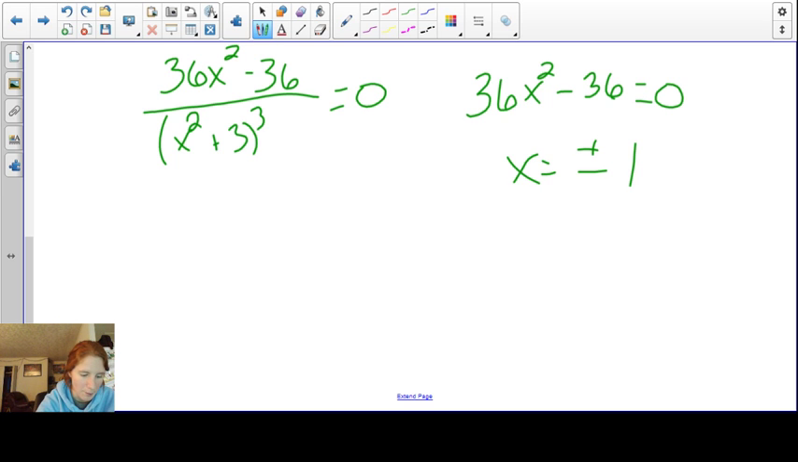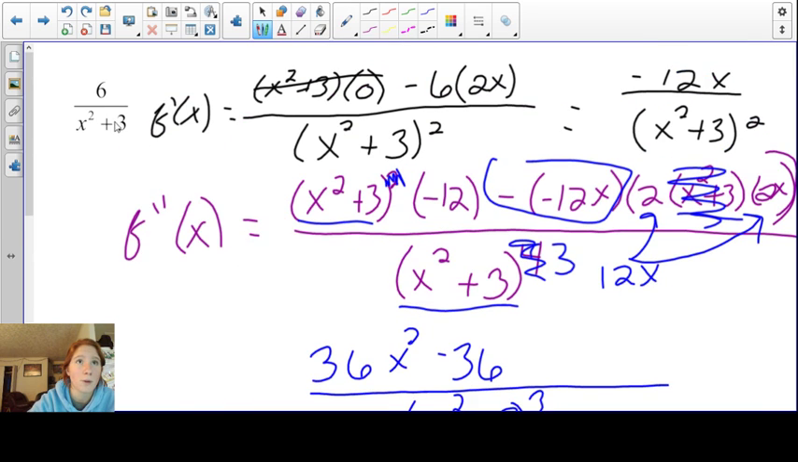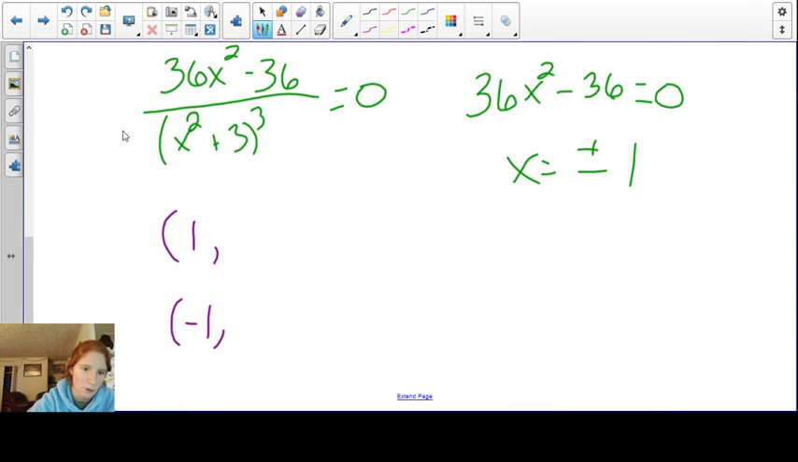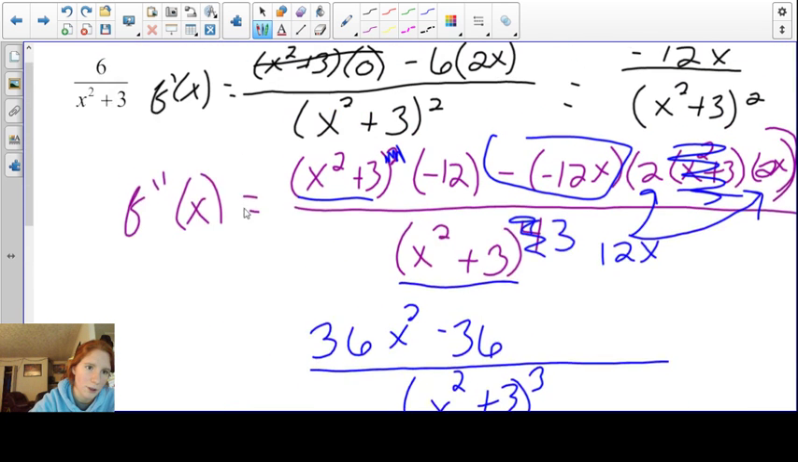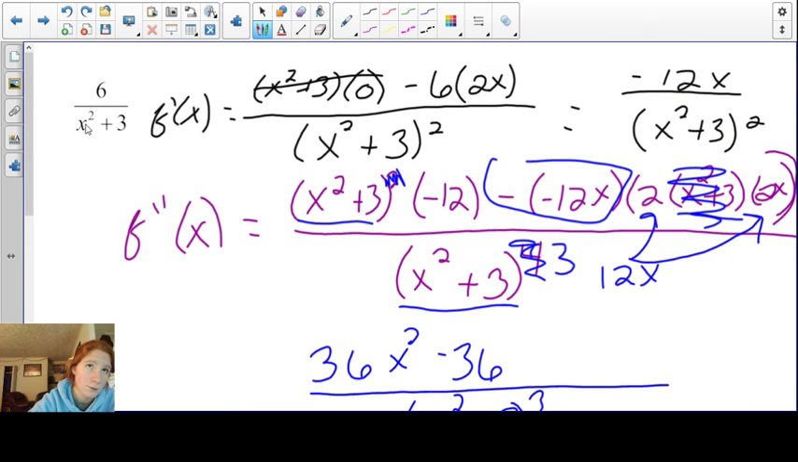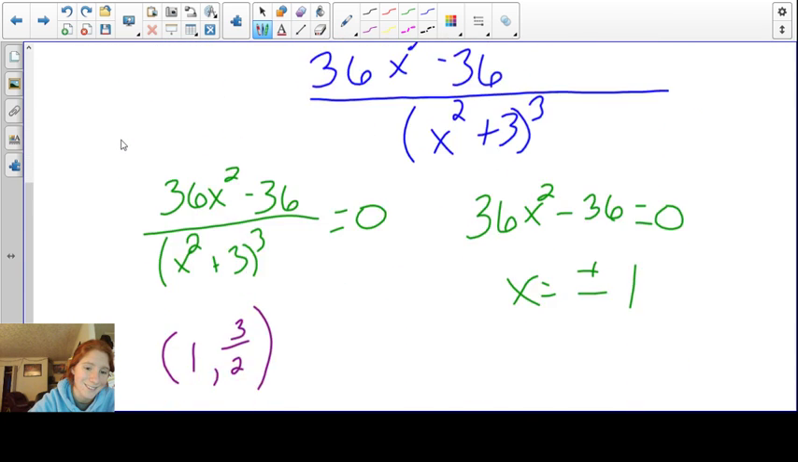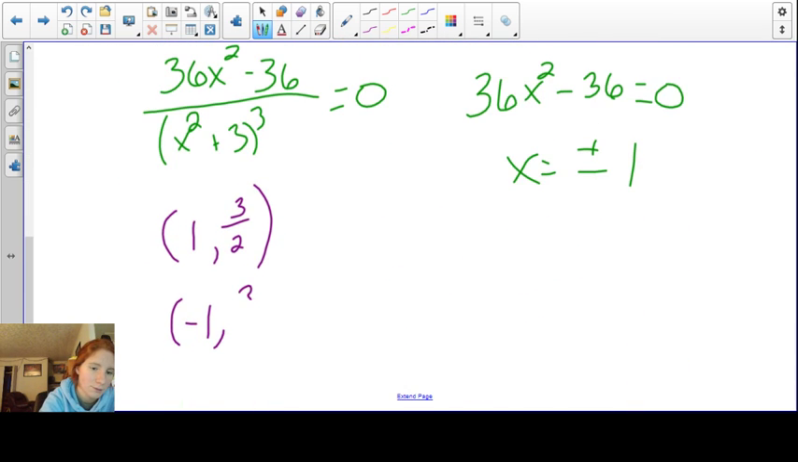So we're going to go way back to the beginning, and I'm going to plug in 1, and I'm going to plug in negative 1, way back into my function. So if I plug in 1 here, I have 1 squared, which is 1, so 4, so 6 over 4, which will reduce down to 3 over 2. And I'm going to plug in negative 1, which if we notice should give us exactly the same point.